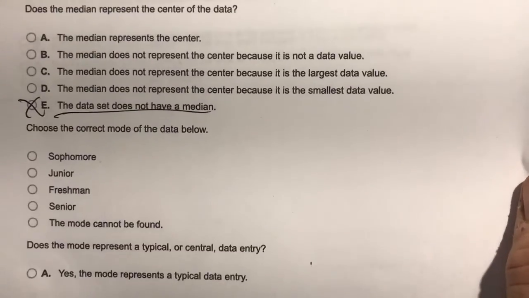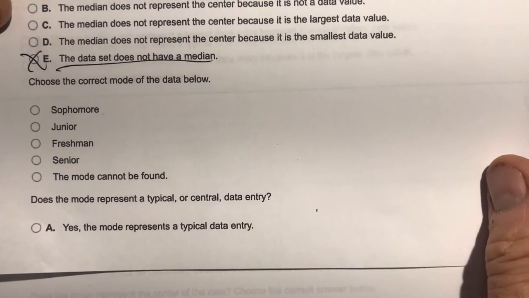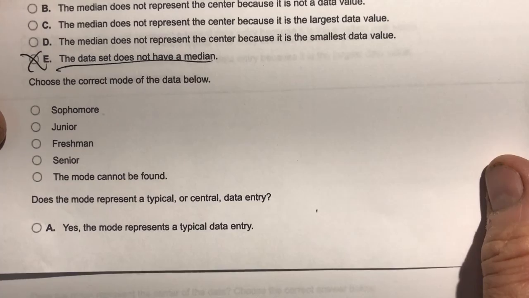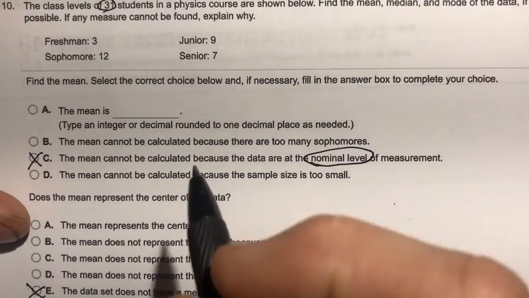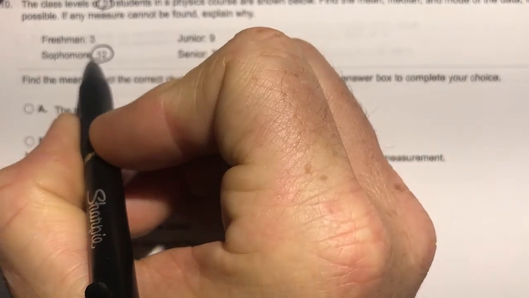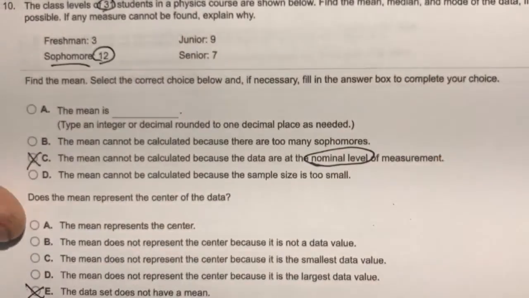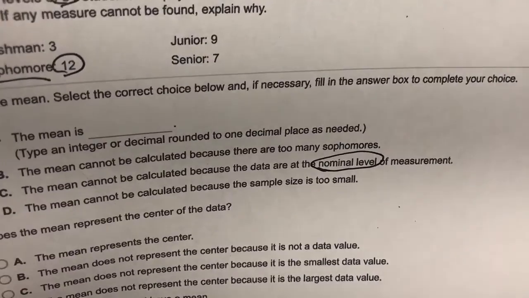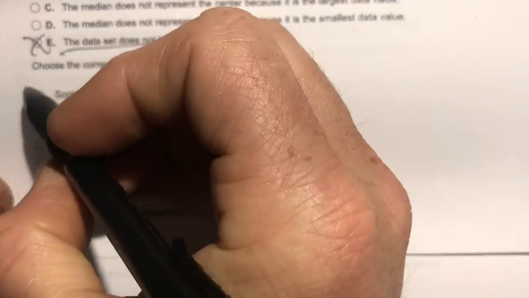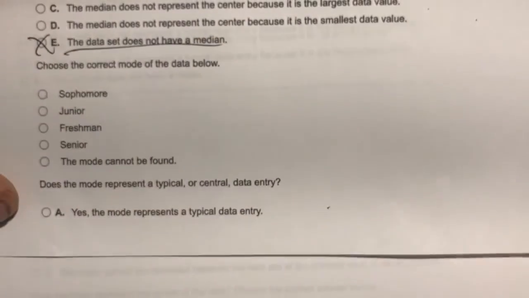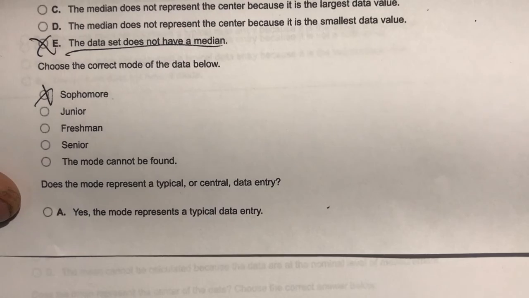Now, what about the mode? If you look at our data here, now we do have a mode. What do we have the most of? It looks like right here, sophomores. We got the most sophomores, so this does have a mode. Okay, sophomores right here. This is my mode.